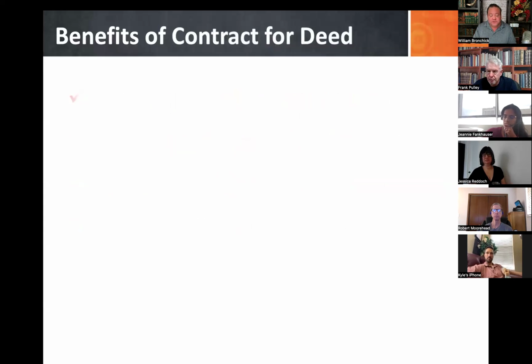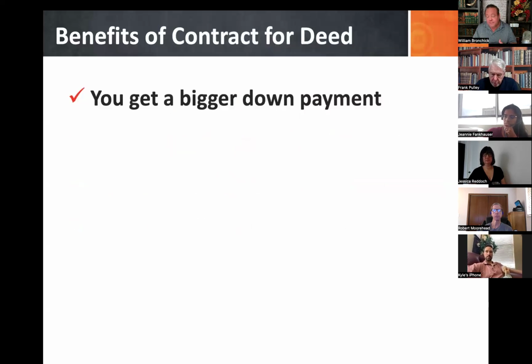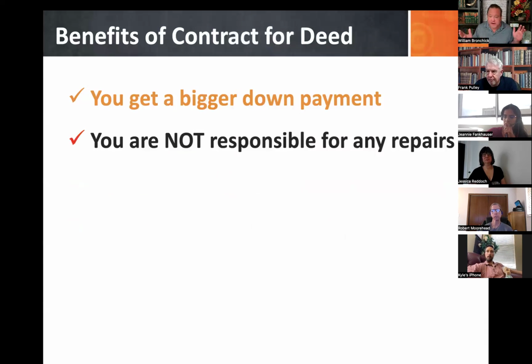On a contract for deed, you get a bigger down payment because they're not putting option money down, they're putting a down payment on a purchase of a property. So you tend to get a bigger down payment. You're not responsible for any repairs under any stretch of the imagination. Okay, so it's not a landlord-tenant relationship, it's a seller-buyer one, and that means no responsibility for repairs. So really, when you sell on a contract for deed, it's really hands-off. You're like a lender, you're just collecting payments of principal and interest.